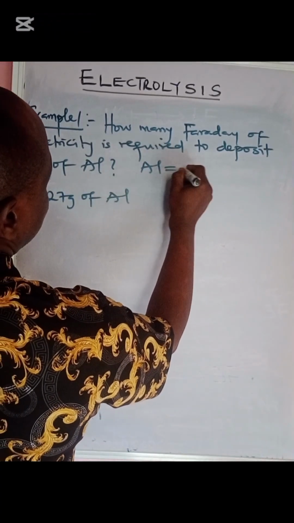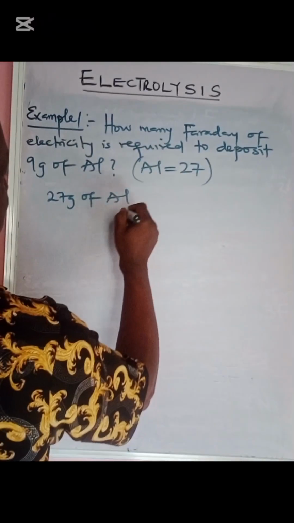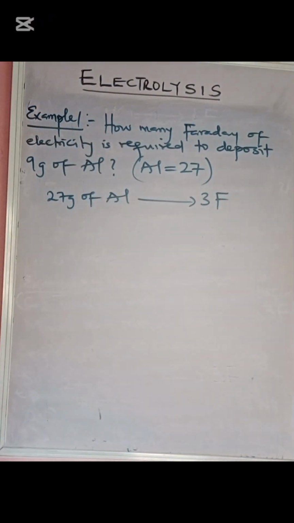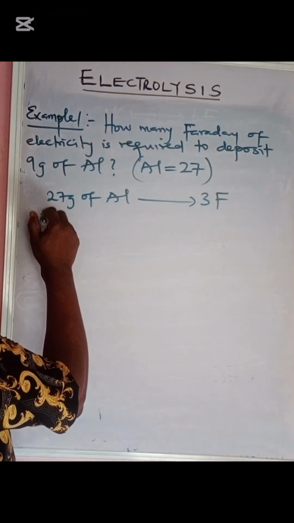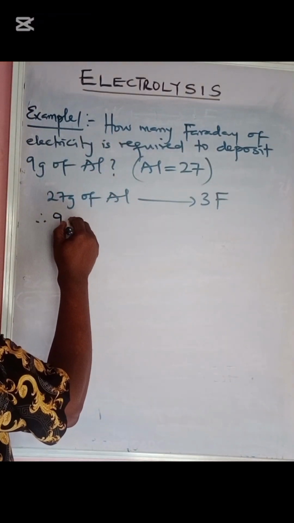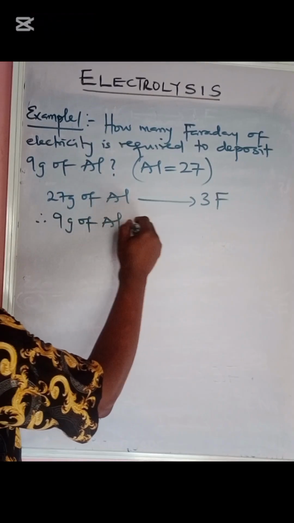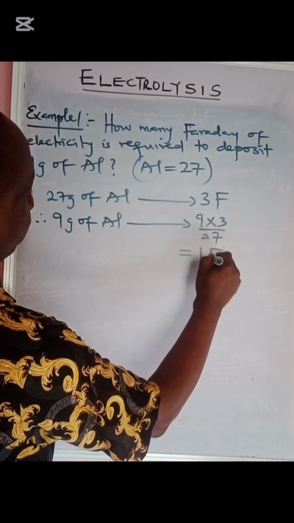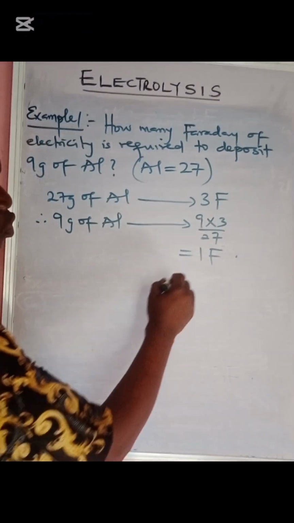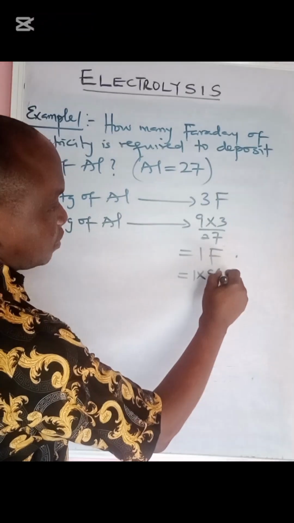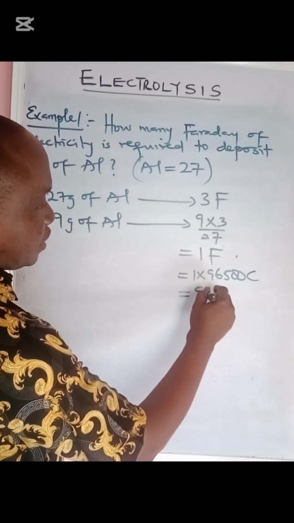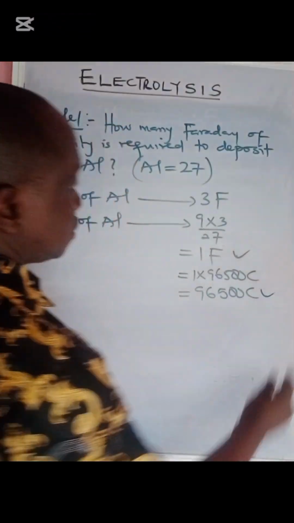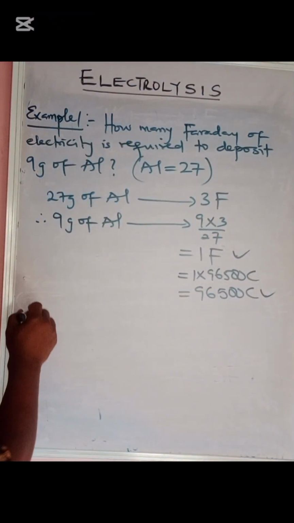Take aluminium to be equal to 27. We require 3 Faraday because it is trivalent. Therefore, we are to find 9 grams. 9 grams of aluminium will now be 9 times 3 divided by 27. So this will give us 1 Faraday, which you can convert to 1 times 96,500 Coulomb. So either this or this. Take note of that.